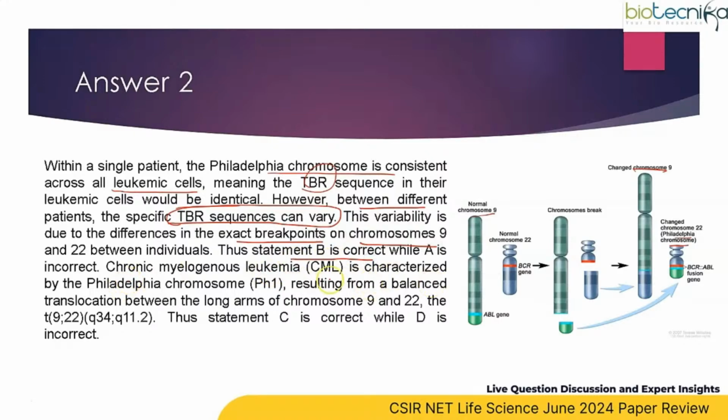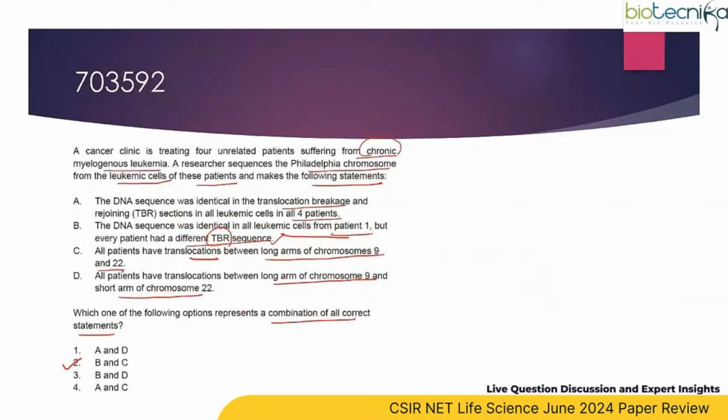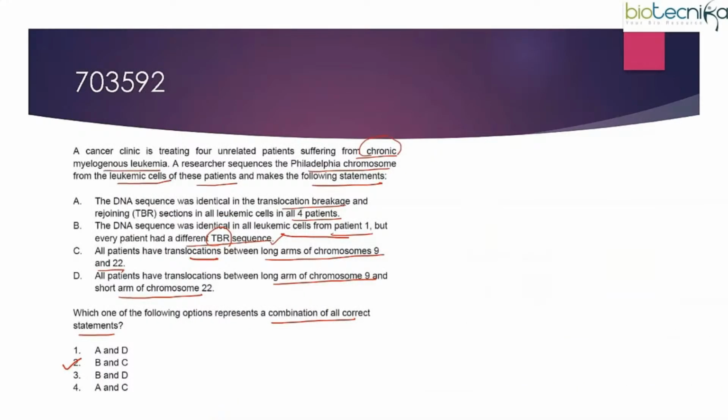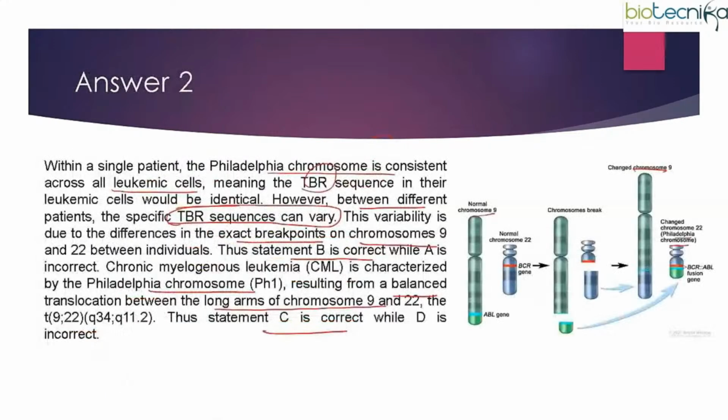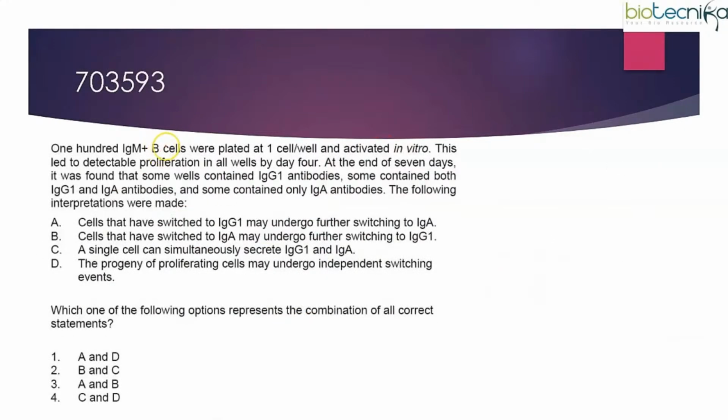And CML is characterized by the Philadelphia chromosome, resulting from a balanced translocation between the long arms of chromosome 9 and 22. So C is correct while D is incorrect. Again, this is not a very difficult question, but yes, you need to know about the Philadelphia chromosome properly and how it occurs. So let's move on to the next question, that is 703593. It looks like this question is from immunology.